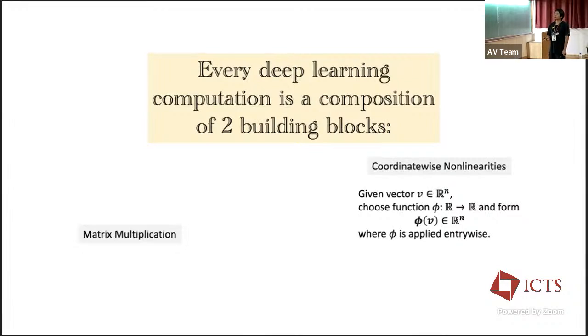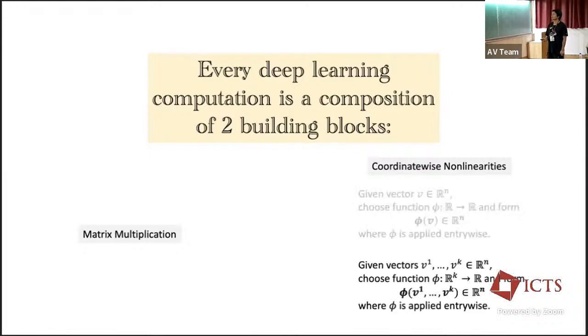To make this universal statement, you need to generalize this a little bit, but nothing outrageous. We now have k vectors, each of dimension n. Then we can choose a function phi that takes k inputs and outputs a scalar. And then you form a vector whose elements are just the element-wise application of phi to the vectors 1 to k. A very natural multi-dimensional generalization of the usual notion of coordinate-wise nonlinearities.